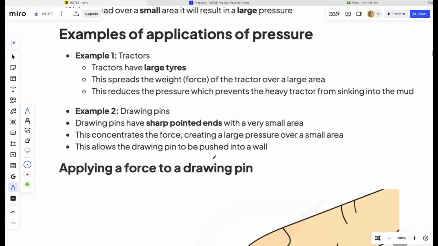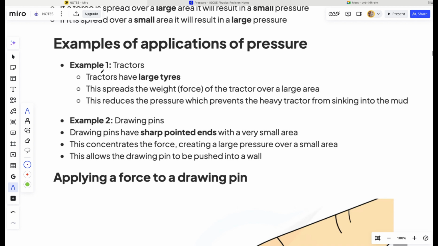Let's take a look at examples of application of pressure. The first one is a tractor. Tractors have very large tires. This spreads the weight or the force of the tractor over a large area, so the pressure they exert is reduced. This prevents the heavy tractor from sinking into the mud. The larger the surface area in contact with the ground, the smaller the pressure. If the tire were a small tire, the large tractor would sink into the ground.